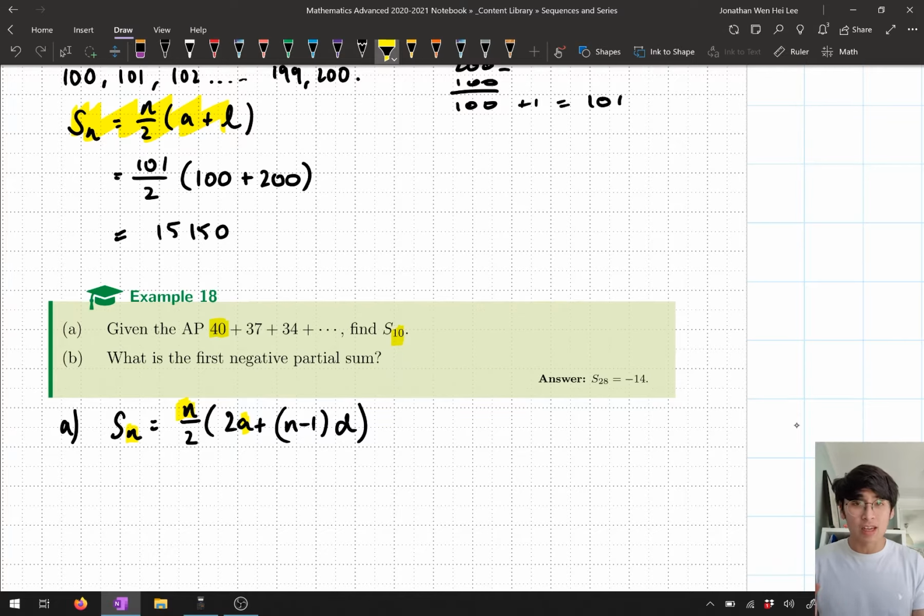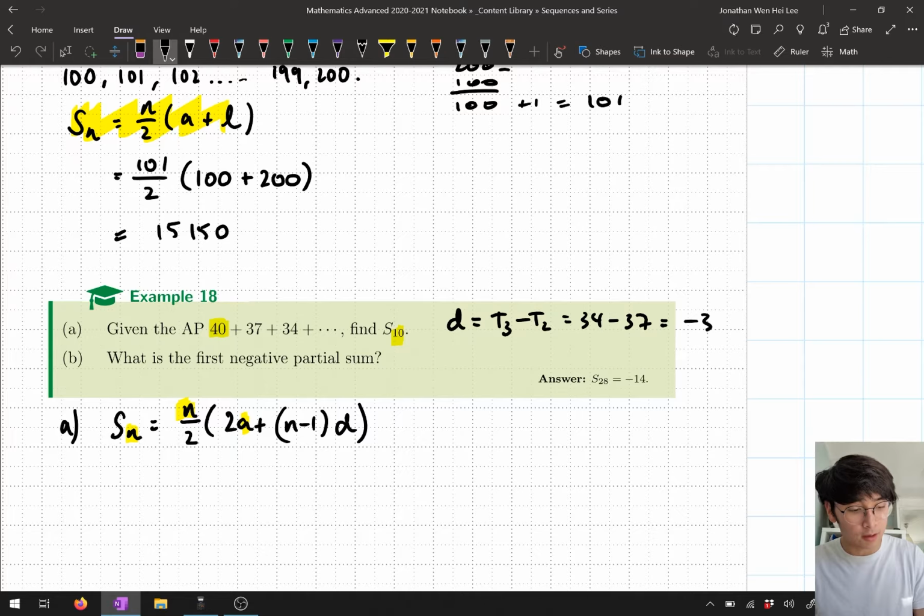So I can actually do all of that. We've got a and we've got d, we've got a and n immediately, so we can read those off. So a, our starting term, is 40, n is 10, we just want to add the first 10 terms. What we want to do is just find d. To find d, we can take any two consecutive terms, so T3 minus T2, that gives me 34 minus 37, and so that gives me negative 3. So our common difference is negative 3.